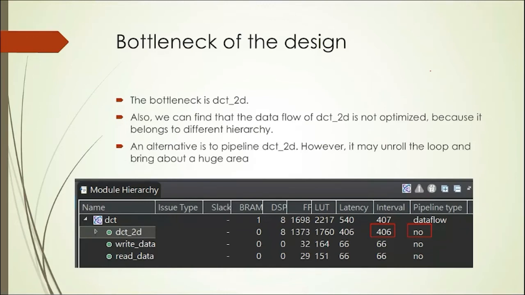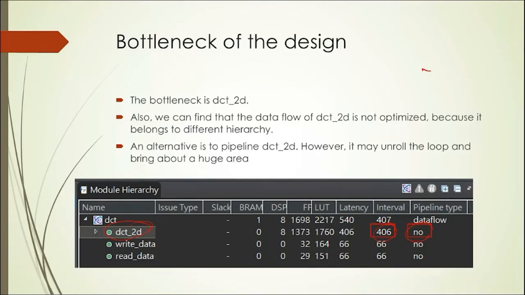Okay, so now we look into the bottleneck of our design. We see where the interval is the largest. Looking into the module hierarchy, Dct2D has the largest interval. And we can see Dct2D is not optimized because we only applied dataflow at the top level, but Dct2D is a subfunction called by the top level, so it is not in the same hierarchy as the top level.